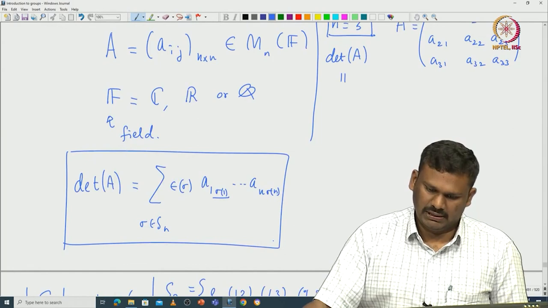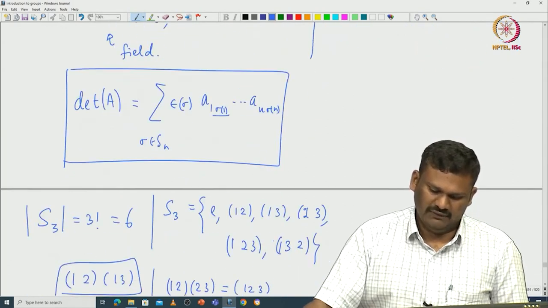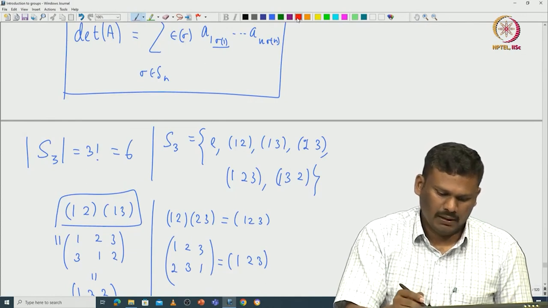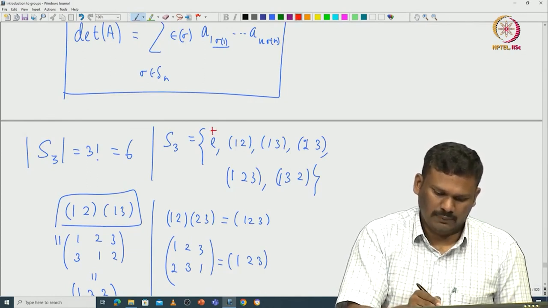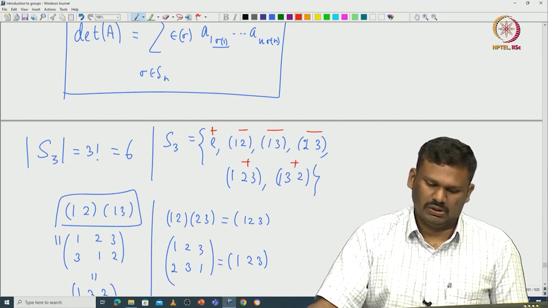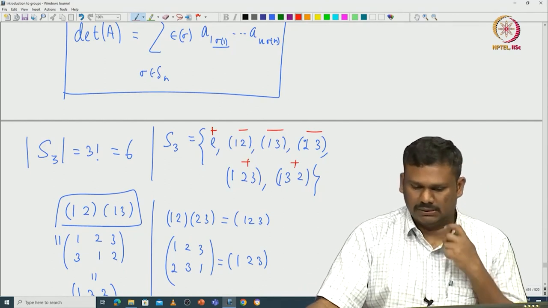So then you can write down the determinant. The sign will be what? This is going to be plus, and this is minus, this is minus, this is minus, and this is plus, and this is plus. So there are 3 plus terms and 3 minus terms.